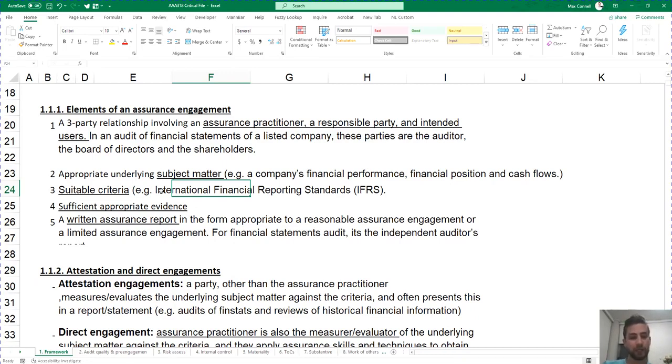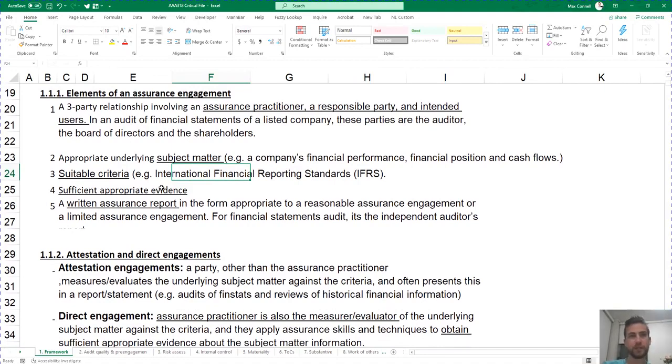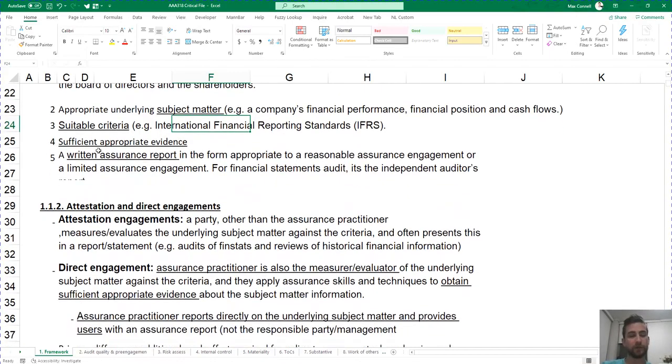And finally, number 5, a written assurance report in the form appropriate to a reasonable assurance engagement or a limited assurance engagement. This is basically the auditor has done all its work. It's got its subject matter, its criteria, its evidence, and now the report is basically the findings. In simple terms, is this company's financial statements, or whatever it is you're auditing, okay or not okay? And we'll talk about the different types of those a little bit later on.